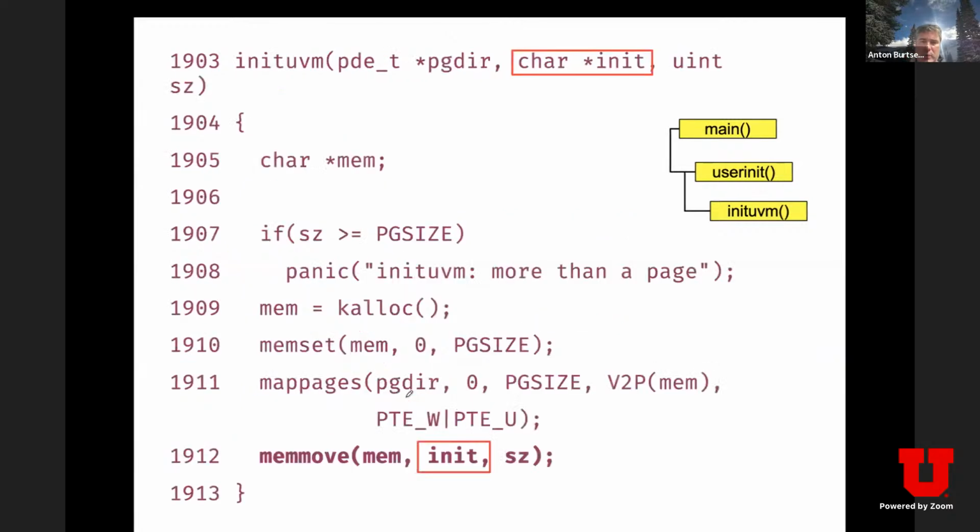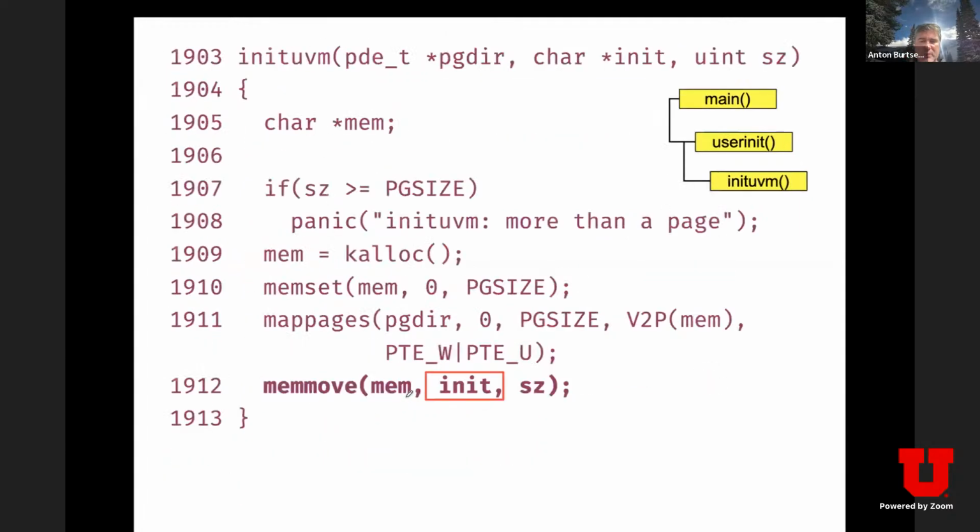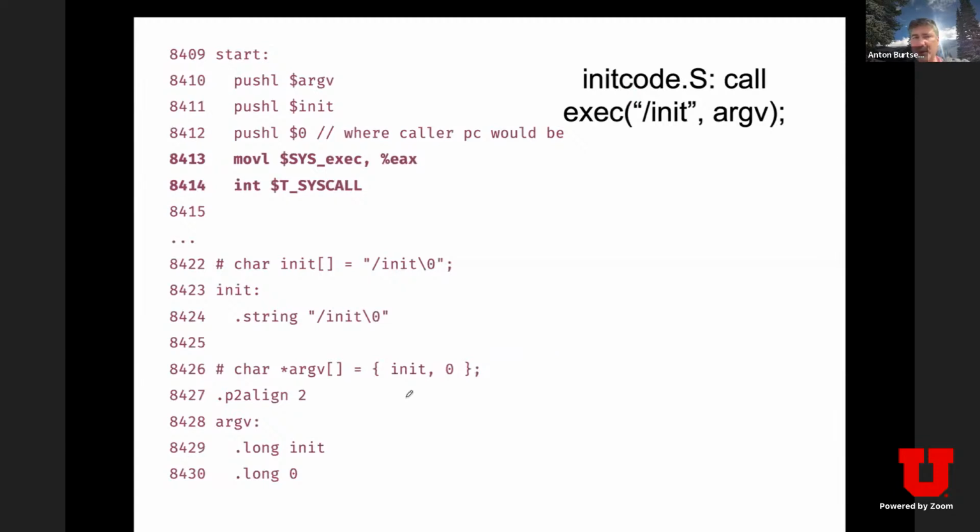Let's take a look at what this assembly code is. This assembly code is very, very simple. As I was saying, it will execute the exec system call. So it will do int 64, and it will load the EAX register with the exec system call number. And it has the strings to say, by the way, I want to execute exec, and I will exec into the init process.